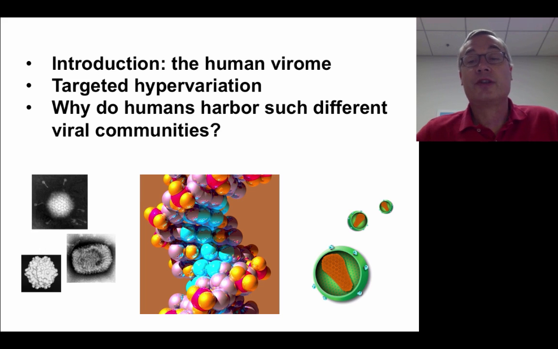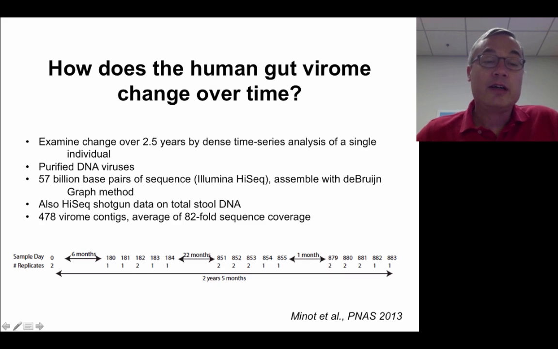So why do humans harbor such different viral communities? Here we carried out a study of longitudinal variation in phage, where we took samples from one individual over 2.5 years and asked how the communities were changing over time. We purified DNA viruses from the sampling scheme shown here. At some time points we sampled twice, so we could compare within time point variation to between time point variation. We got 57 billion bases of sequence information from Illumina HiSeq, assembled. We also did shotgun sequencing on total stool DNA to know what the bacteria were doing. We got close to 500 viral contigs with an average of 82-fold sequence coverage.